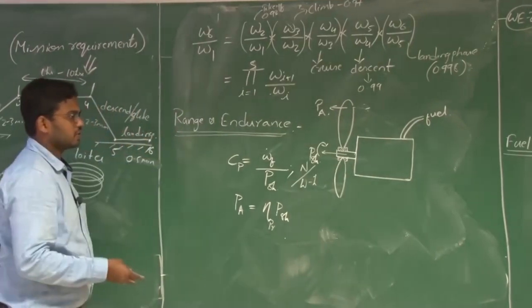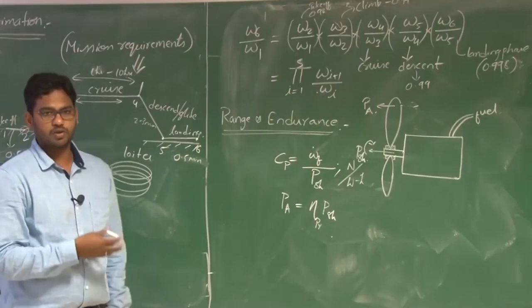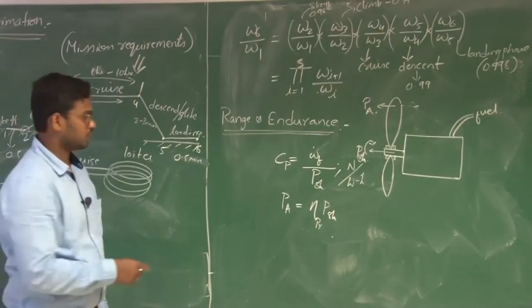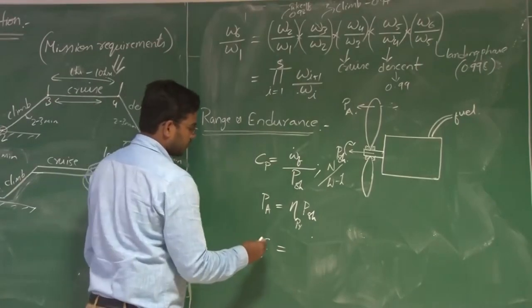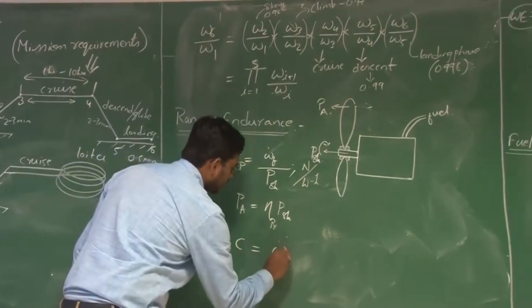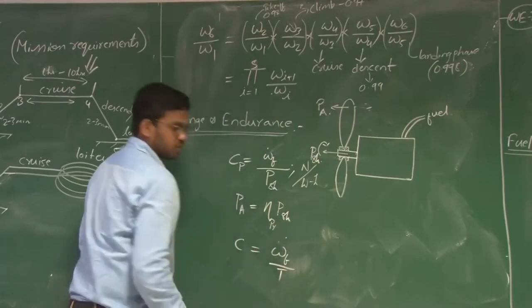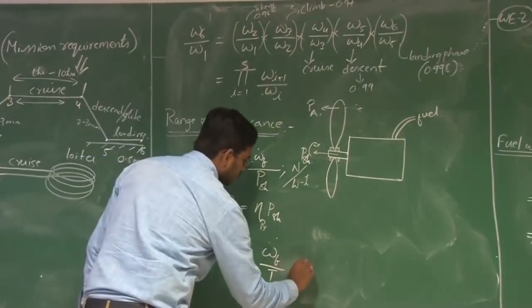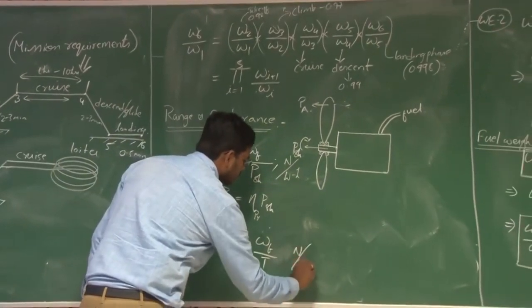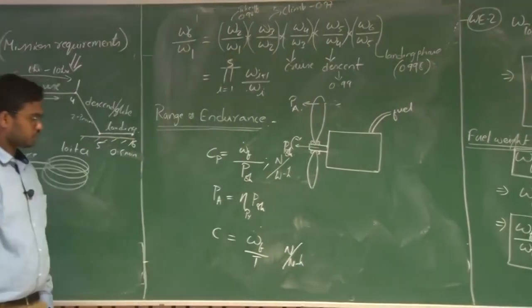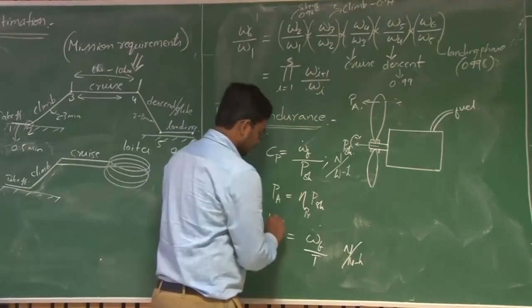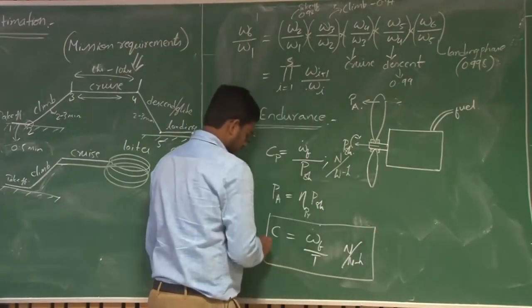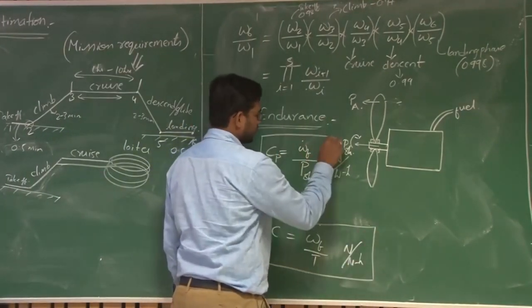What happens to a jet engine? Of course, we will not be talking much about jet engines, but we need to define specific fuel consumption. Thrust specific fuel consumption is defined as the weight of the fuel consumed in producing unit thrust. So the units are Newton per Newton, right? So this is the thrust specific fuel consumption, and this is specific fuel consumption.